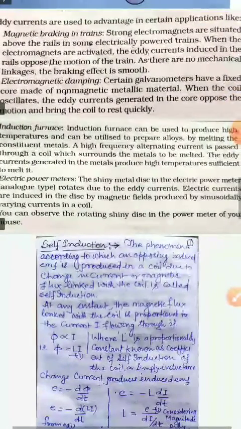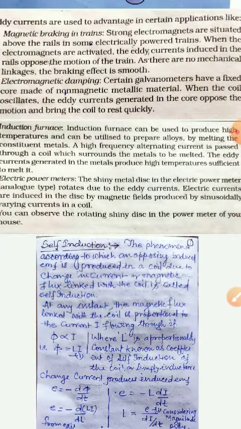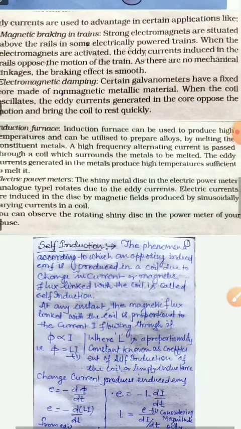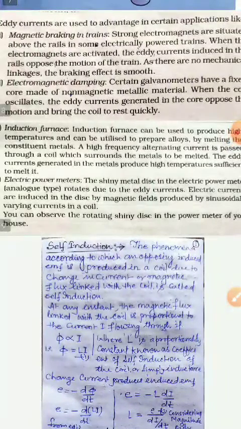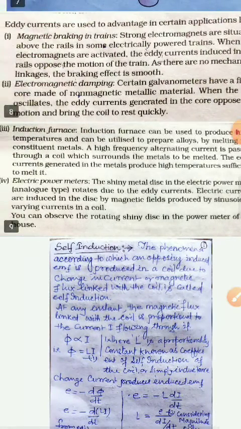Now, eddy currents are used to advantage in certain applications like magnetic braking in trains. Strong electromagnets are situated above the rails in some electrically powered trains. When the electromagnets are activated, the eddy currents induced in the rails oppose the motion of the train. As there are no mechanical linkages, the braking effect is smooth.